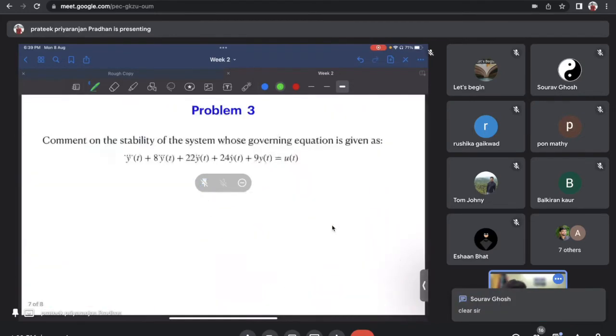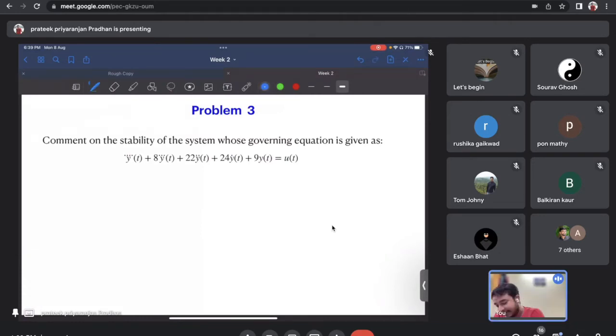Okay, this is the problem. Comment on the stability of the system whose governing equation is given. This is a big equation, but don't be terrified by it. The concepts are simple. If the concept is clear, the solution is done. That's the basic principle.